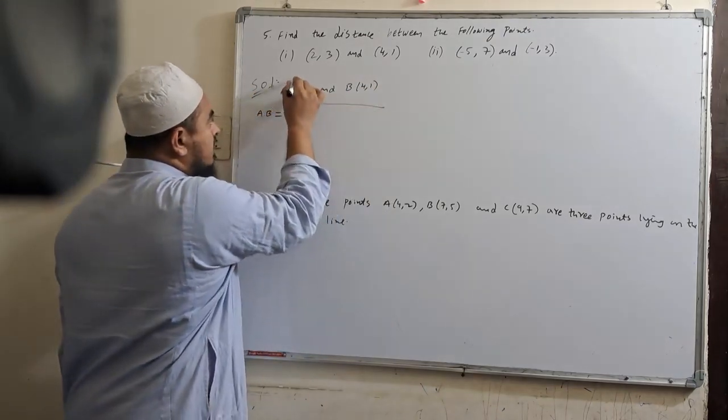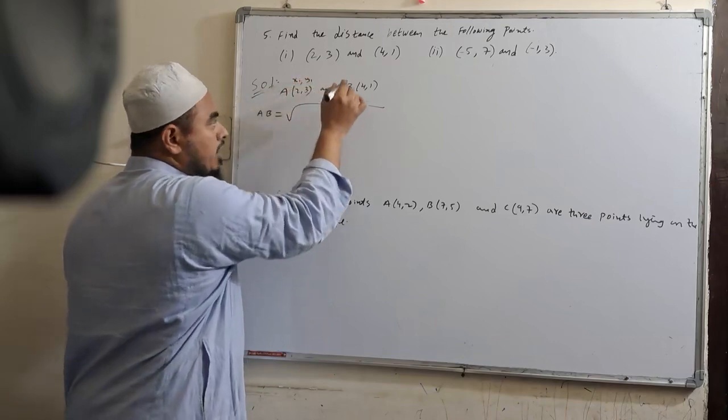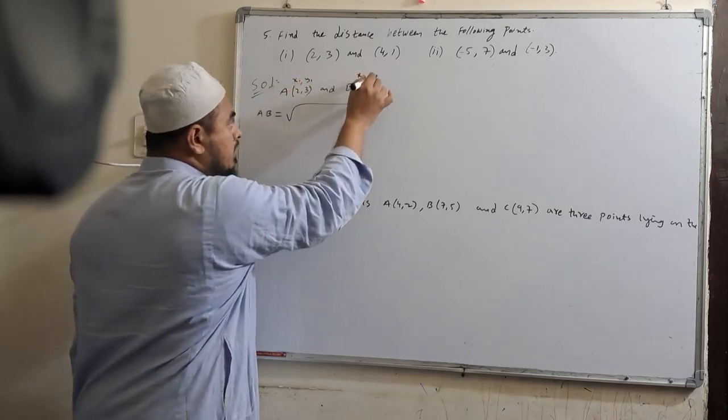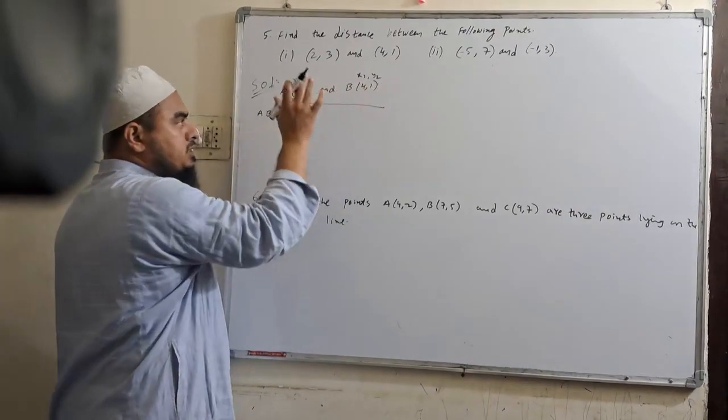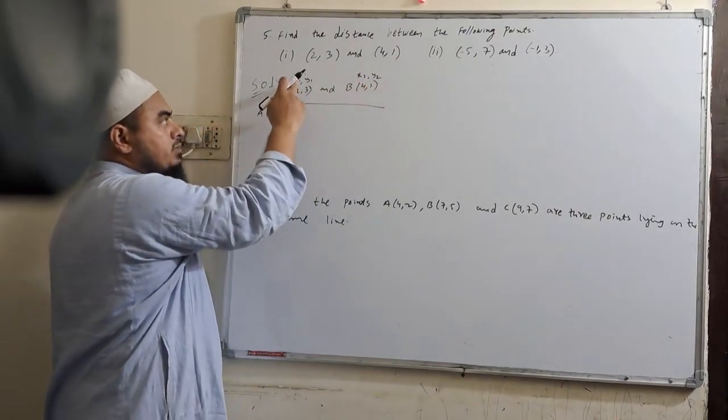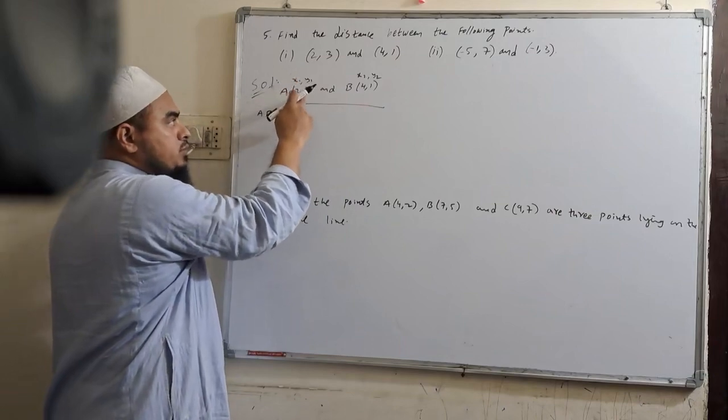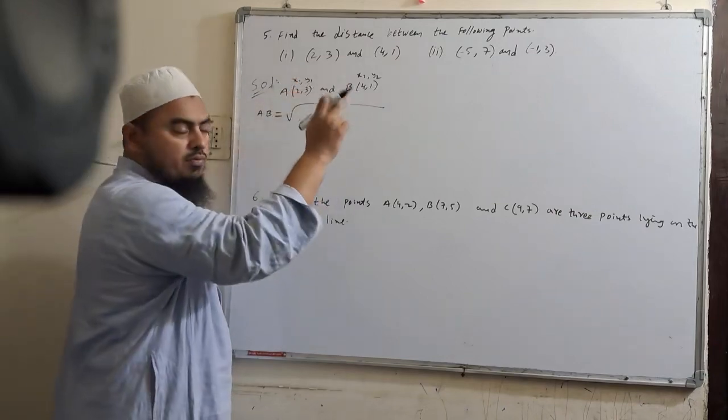Square root of, you give the names to the coordinates x1, y1 and x2, y2. The first thing you have to do is identify the names. x1 is 2, y1 is 3, x2 is 4, y2 is 1.